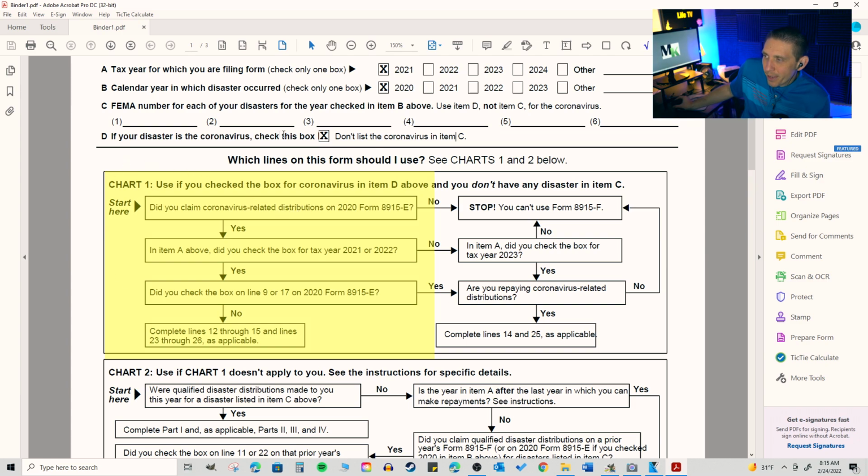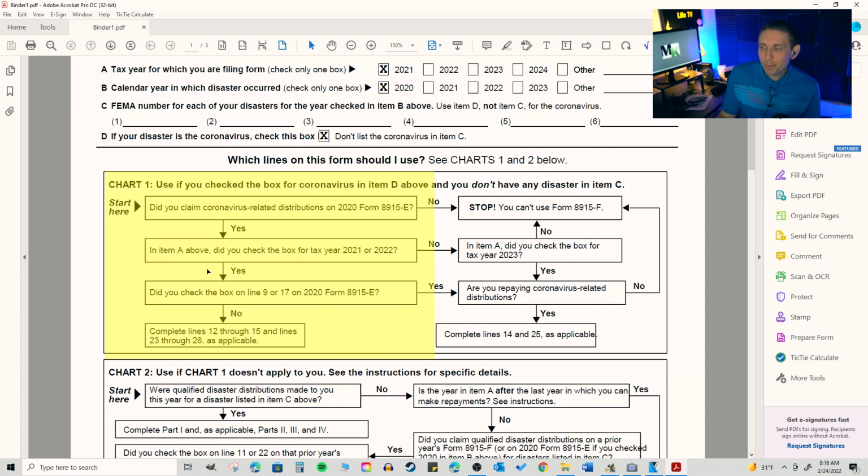So all we have to do is come down right to this chart, and I've highlighted it. It's like a roadmap, you know, you can go cross-eyed looking at this. But if you just look at this first chart on the left, it says, did you claim the coronavirus related distribution on 2020 form 8915-E? And if you're here, yes, you probably did. And so then you go down to item A above, did you check the box for tax year 2021 or 2022? And you check the box for 2021, right? Because that's the year that you're filing right now.